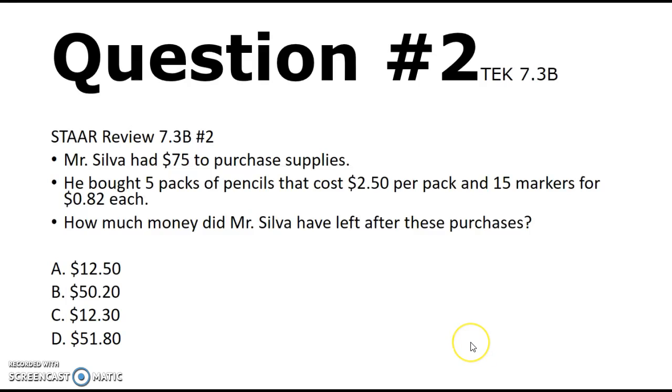STAR review question number 2. Mr. Silva had $75 to purchase supplies. He bought 5 packs of pencils that cost $2.50 per pack and 15 markers for 82 cents each. How much money did Mr. Silva have left after these purchases? A. $12.50, B. $50.20, C. $12.30, or D. $51.80.